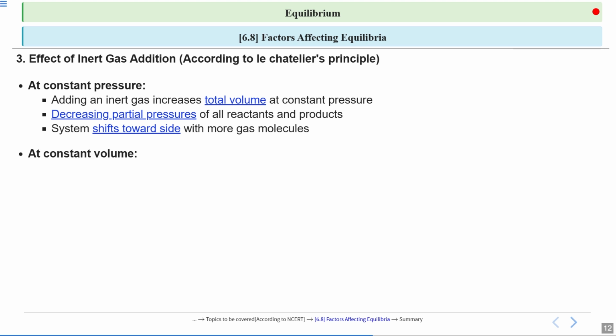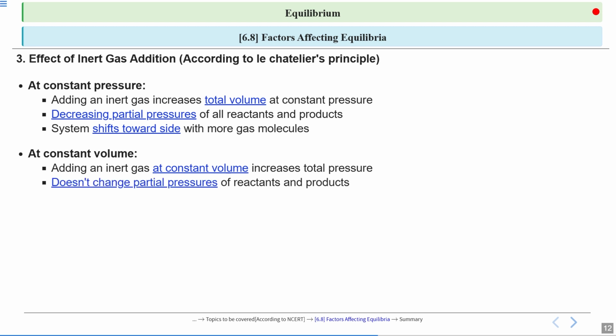Now what is the second situation? The second situation is of constant volume. Suppose we are adding this inert gas at constant volume. What will happen as a result? This will increase the total pressure, but there will be no change in partial pressure of the reactants and products. So in the first case, when you are adding the inert gas at constant pressure, you are increasing the volume. As a result, your molecules have a greater space to roam around, so the partial pressure of the reactants and products decreases.